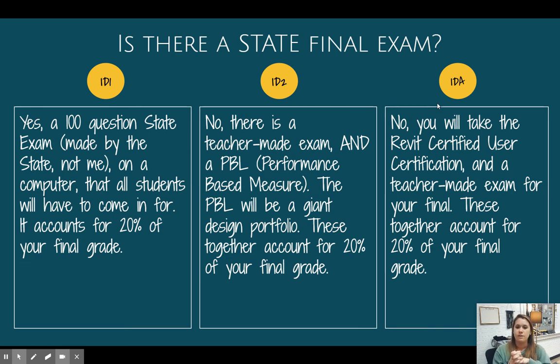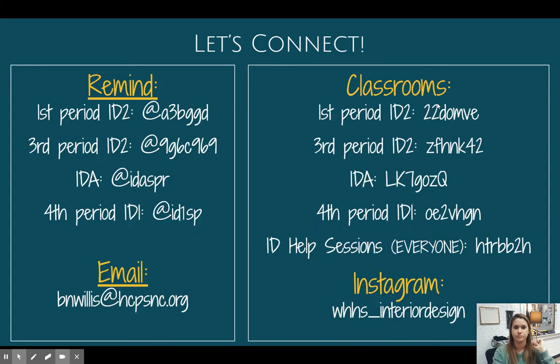Digital, what you've got is the Revit Certified User Certification, which is like an industry recognized certification, which is really exciting. That's like a super adult professional thing to do. And a teacher-made exam for your final. So those together are 20% of your final grade.